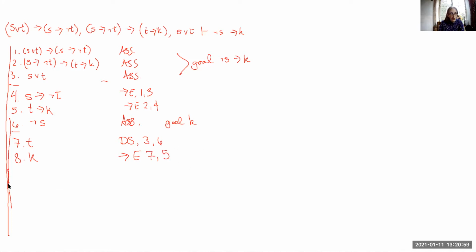I'm going to scribble out the rest of that scope line because we don't need it anymore. Because here at line 9, we can kind of close that one off, and we've already got that not S implies K. Conditional introduction lines 6 through 8. So this one actually turned out to be quite straightforward and almost not very interesting.